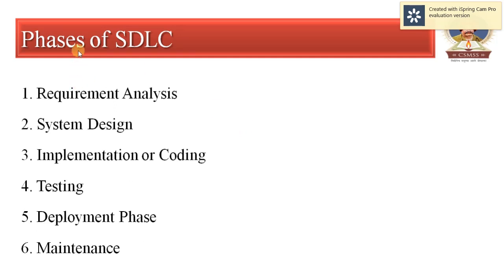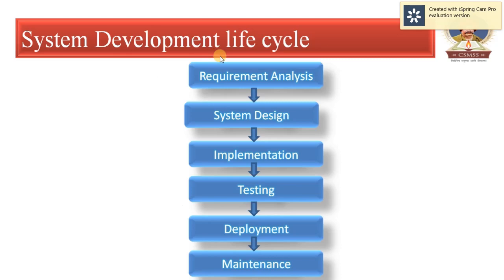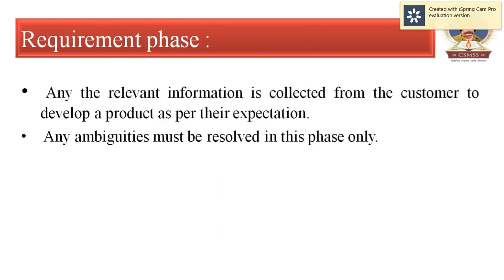Now, these are the phases of the SDLC. First one is the requirement analysis. Second phase is the system design. Next is the implementation or coding. Another is the testing. Next is the deployment phase, and last one is the maintenance phase. Now, here is the system development life cycle. In this, first is the requirement analysis, system design, implementation, testing, deployment, and maintenance. This is the life cycle for system development.